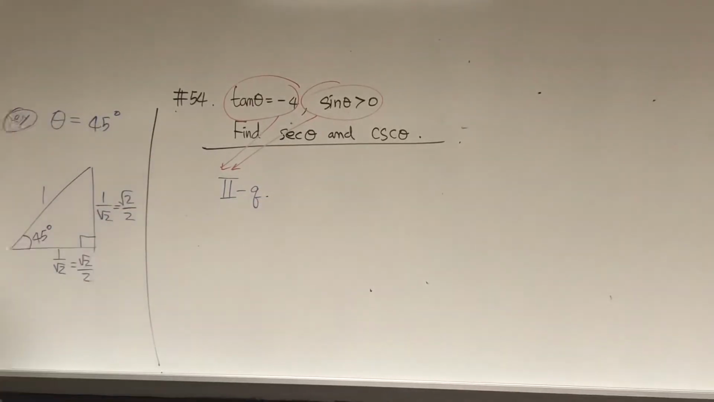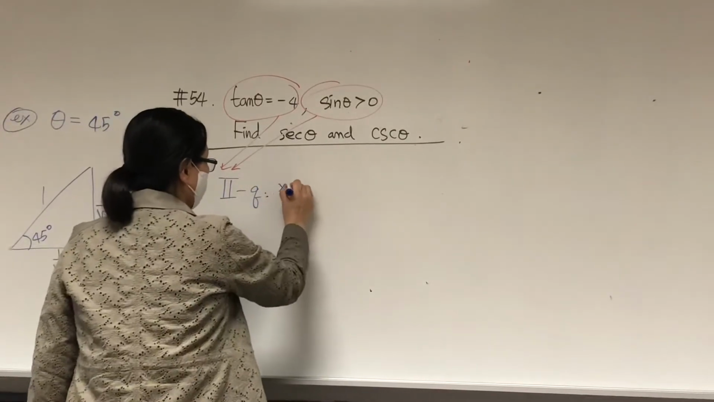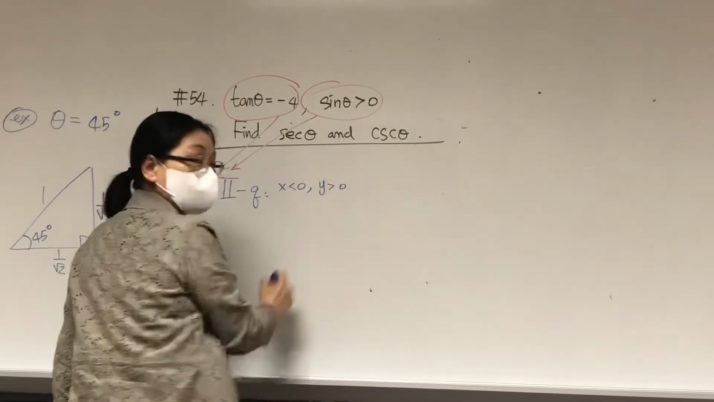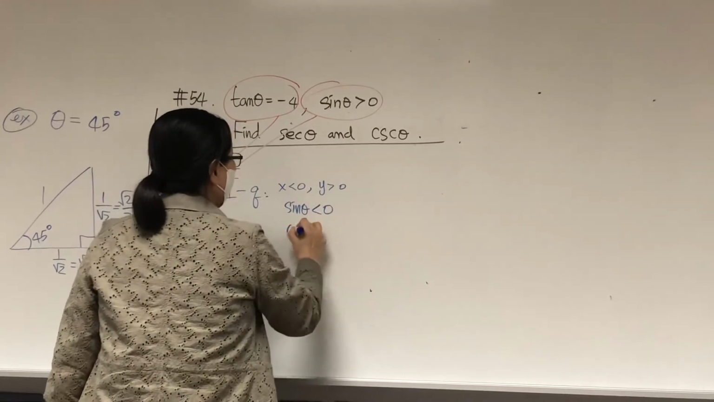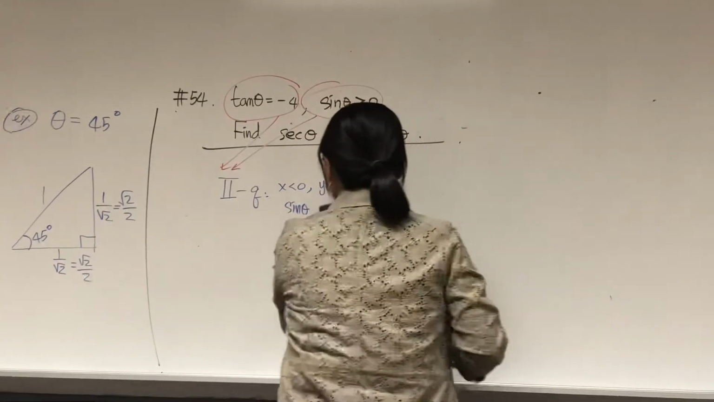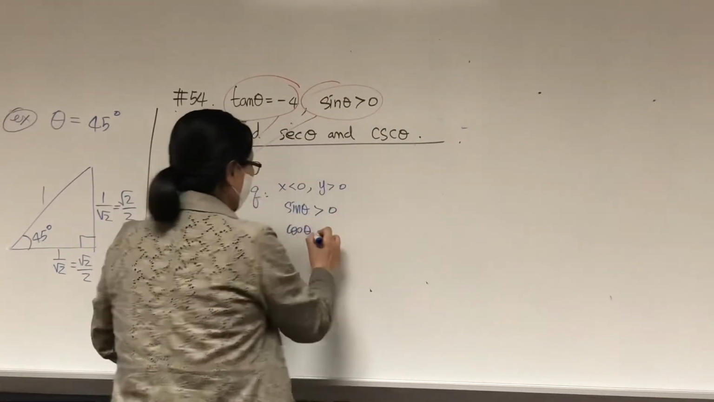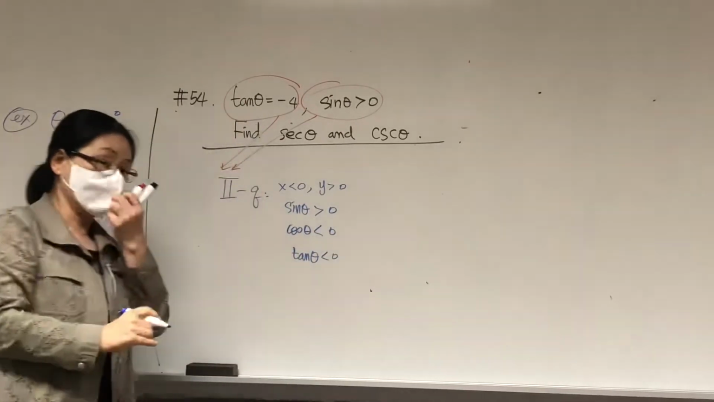Good. And then summarize. Second quadrant, x is negative, y is positive, am I right? And sine theta is what? Negative. Cosine theta, I'm sorry, sine theta is positive. Sorry for that. Cosine theta is negative. Tangent theta is what? Negative. Am I right? Yes.